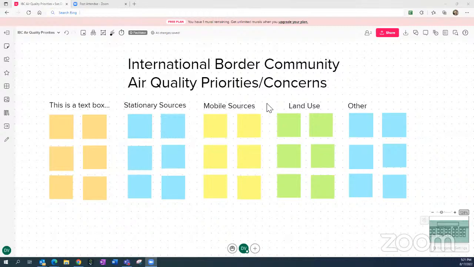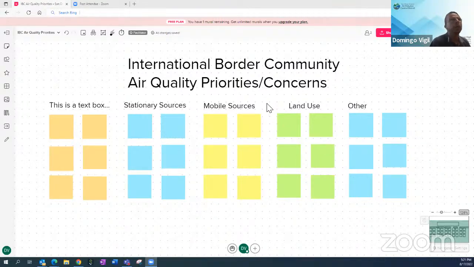Perfect. All right, so what I'm hoping that we can do today is basically just have that conversation and hear from all of you of your particular areas of interest or concerns or priorities regarding air quality in the international border community. I did some preliminary work just to help us organize our ideas, and I categorized different areas just based on stationary sources, mobile sources, land use, other. But this is not to say that these are the only areas. We can expand this mural in any way, shape, or form that we want.